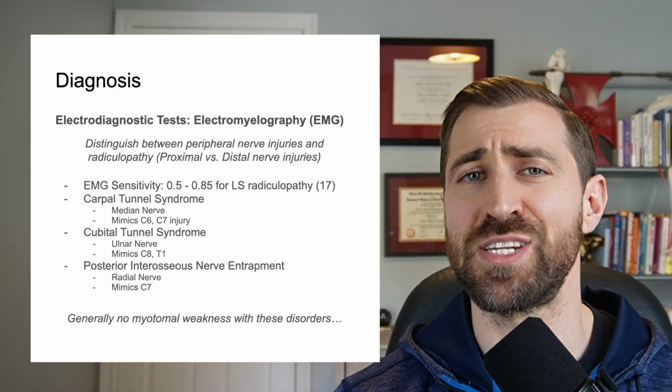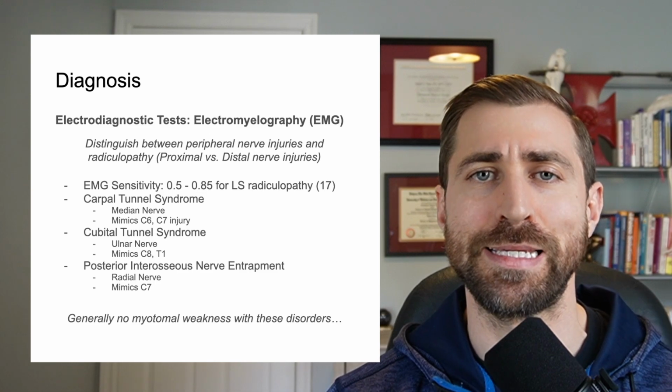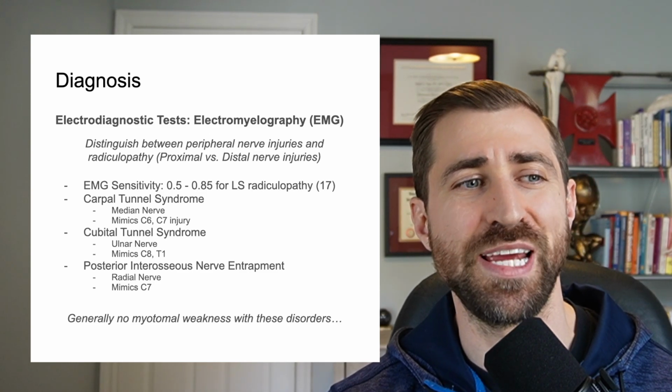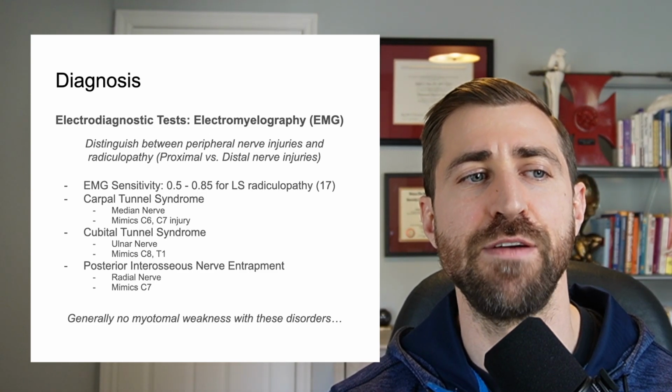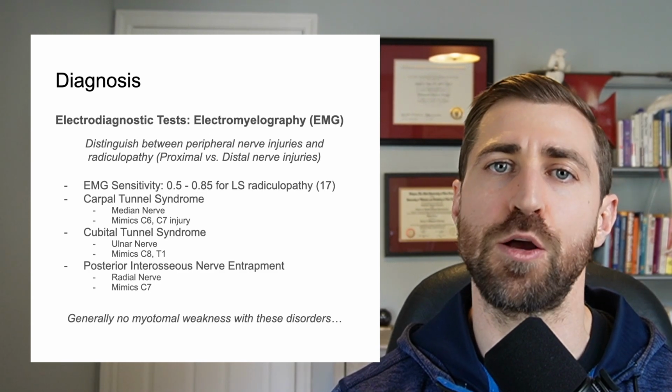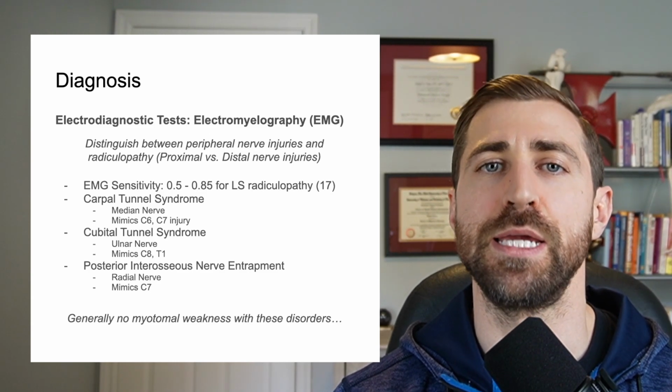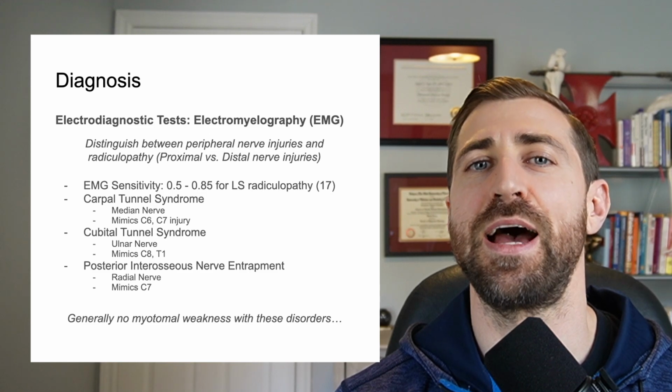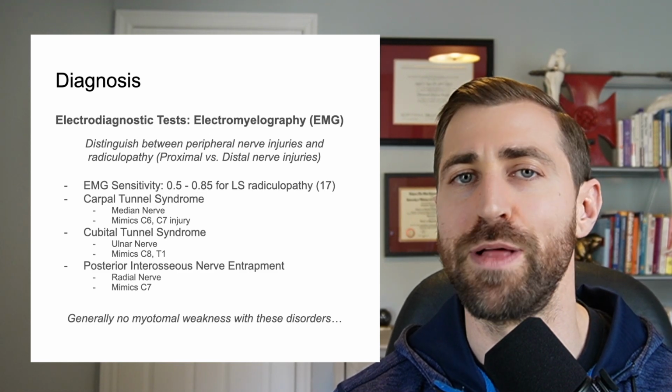So, like I said, these tests are not perfect. And at least in the lumbar spine, EMG has a sensitivity of 0.5 to 0.85. So, not quite perfect. We can't say, hey, EMG results are this, that means they have cervical radiculopathy. We know that's not true.